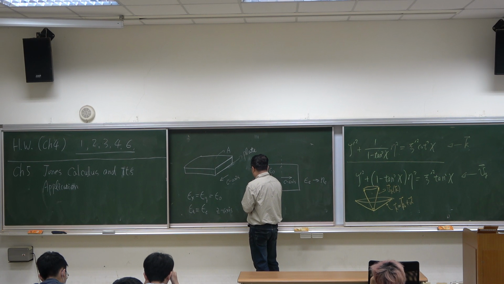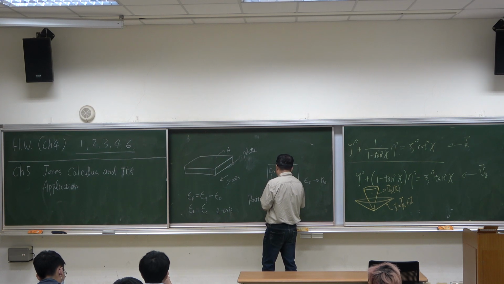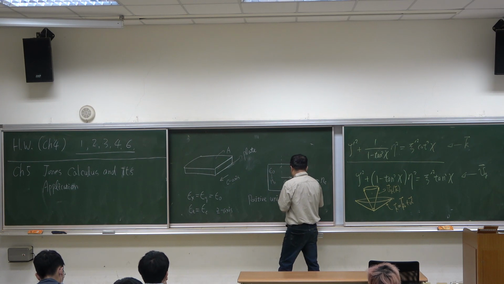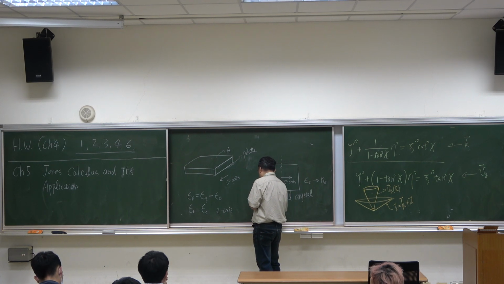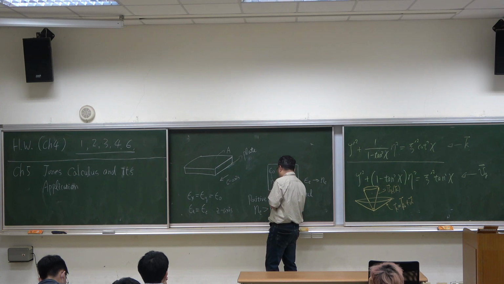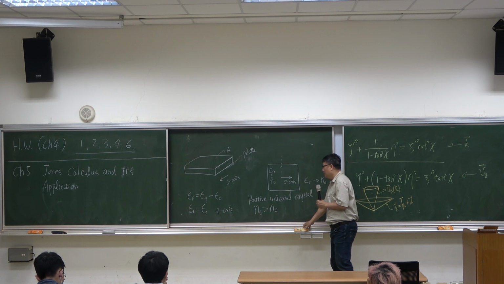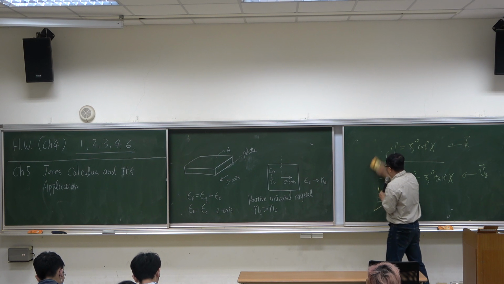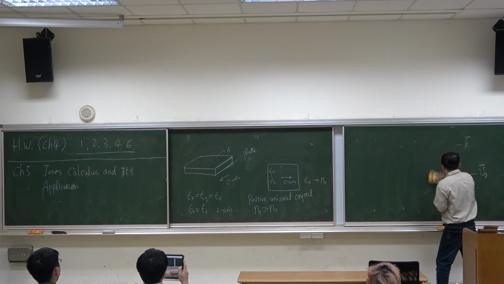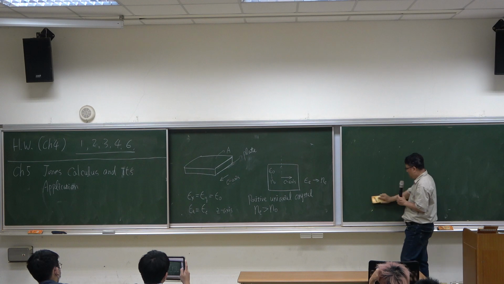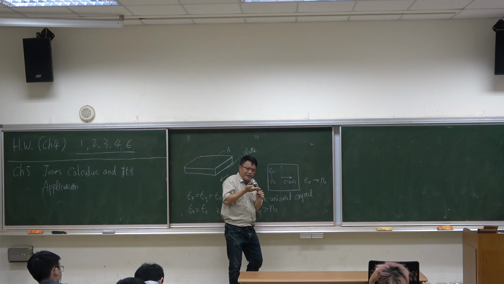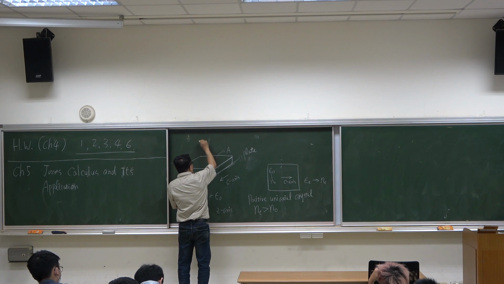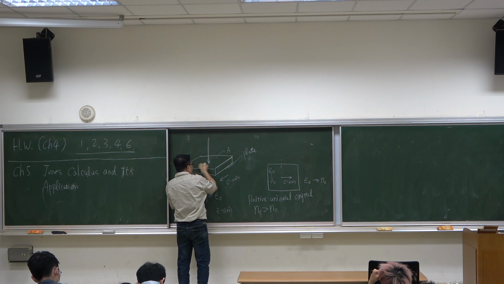So if we consider a positive uniaxial crystal, then we have NE larger than NO. So if NE is larger than NO, then if I send a beam of light into this wave plate, I consider sending a beam of light normal to this plate.